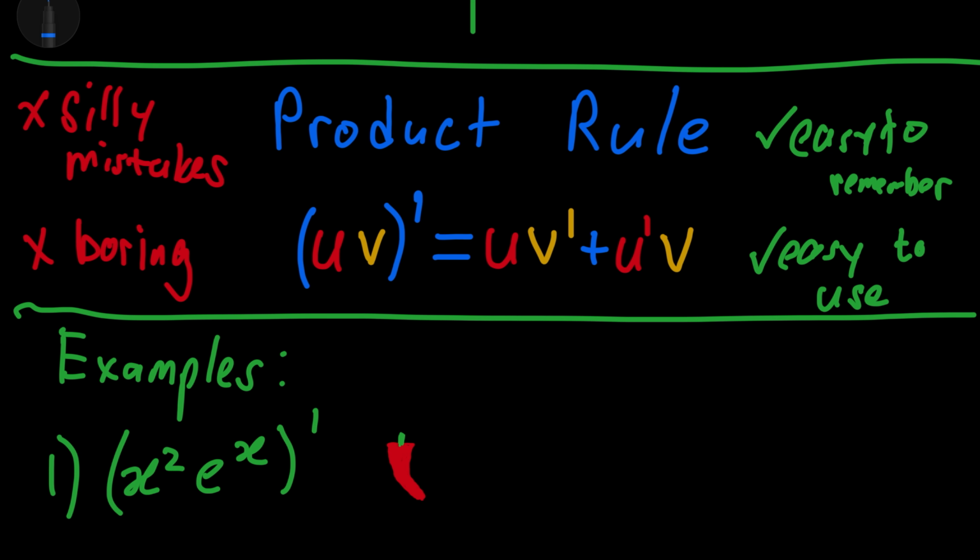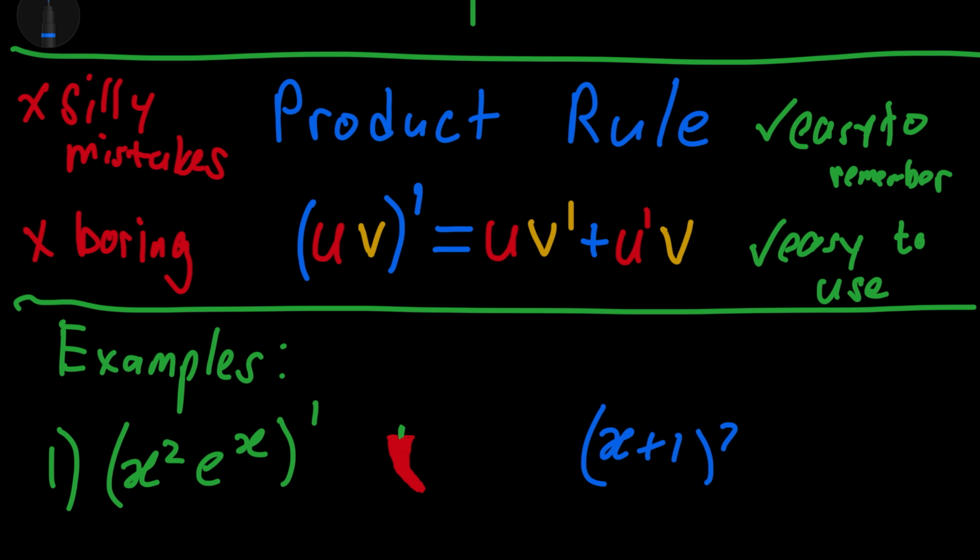Product rule. Product rule is when you have two functions that are multiplied by each other. This could be x squared times e to the x. This could be x times ln x. This could be (x plus 1) squared times (x plus 2). But it's whenever you have two functions with x's that are multiplied by each other. So remember, product rule is always used when there's multiplication involved of two variables.